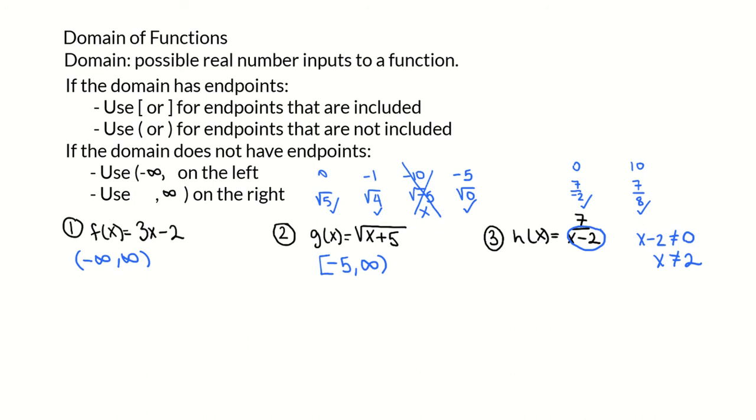The way that we'll write that as a domain is by saying we could have negative infinity up to 2, but not including 2, so we use a parentheses, or everything greater than 2, so everything starting at 2 going to infinity. So this, writing the domain this way with parentheses around 2, means that 2 is the only value that is not included in this domain.